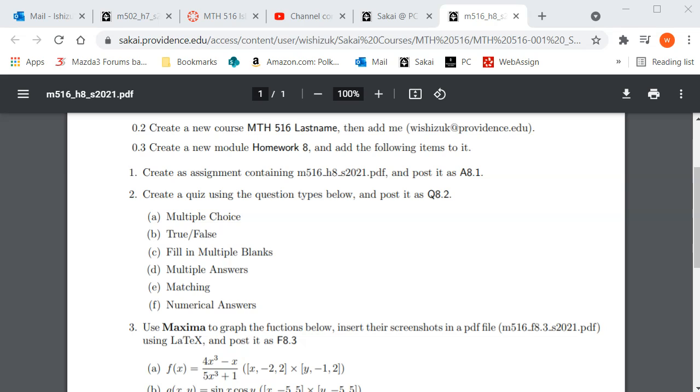All right, let's look at homework 8, problem number 2. We want to create a quiz using all these types and post it as Q8.2. So let's do that.